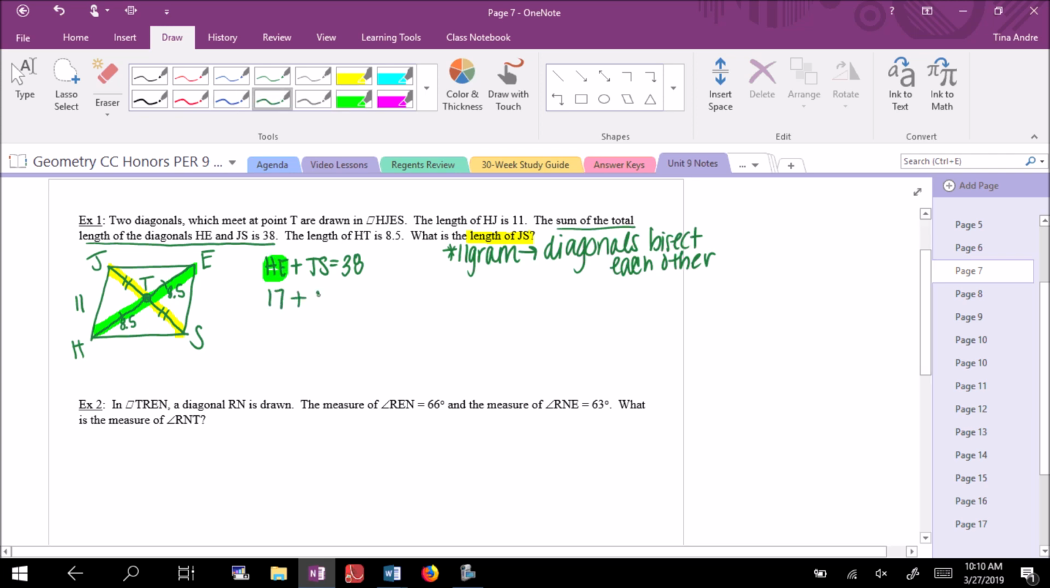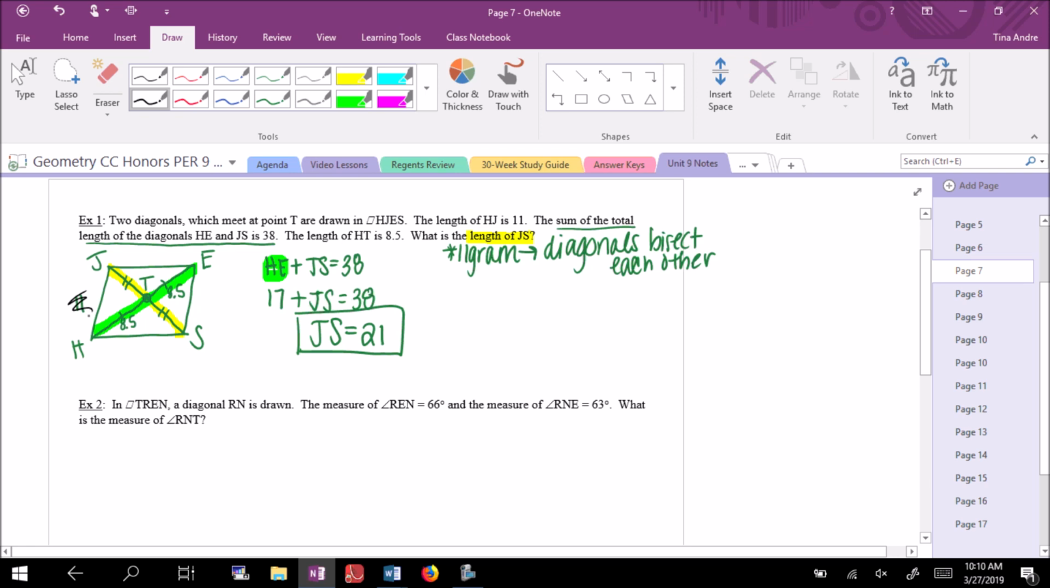So 17 plus JS has to equal 38. So that means if I want to find JS, 38 minus 17, we end up with 21. So the length of JS would be 21. And then if we wanted to find the individual parts, it doesn't ask for it, but I could just divide that total length by 2, and each part would have to be 10.5.